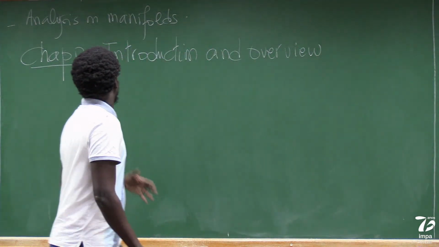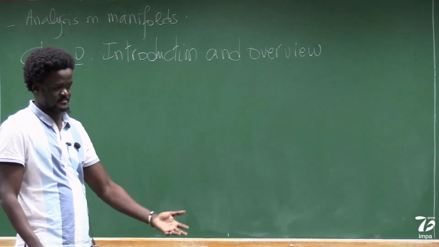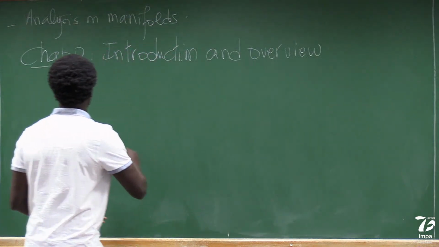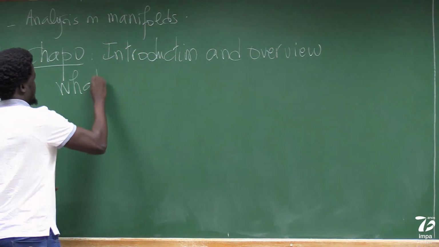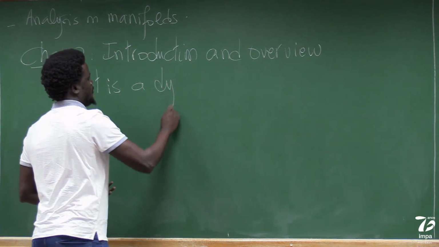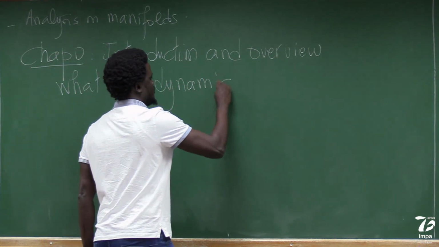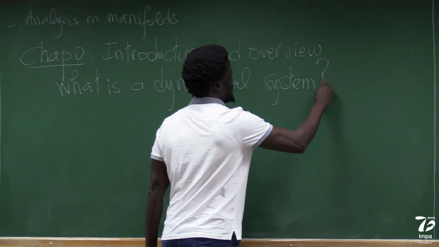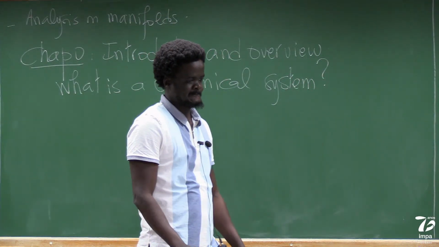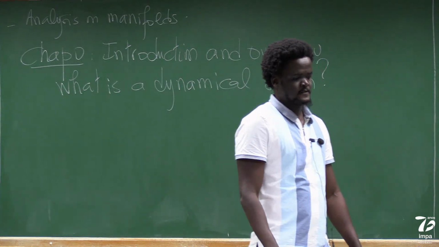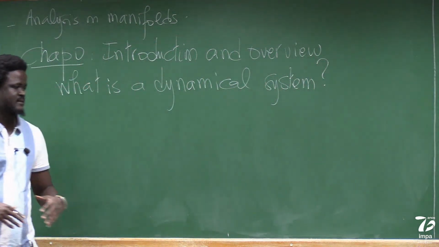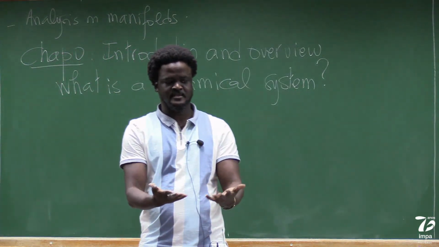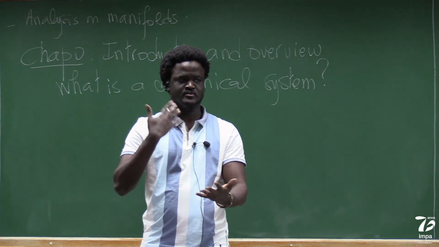First of all, this is about smooth ergodic theory, which is a part of dynamical systems. So it is good to ask what a dynamical system is. To define a dynamical system, you need a phase space, or base space, and a transformation on that space.